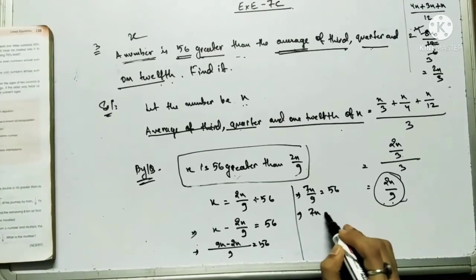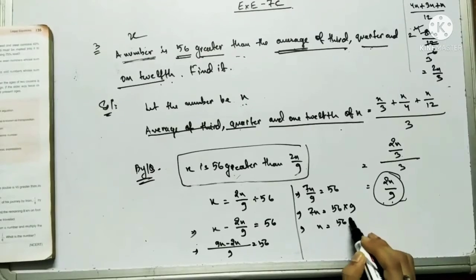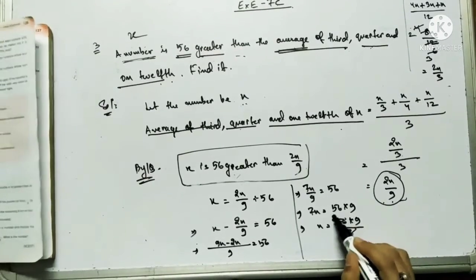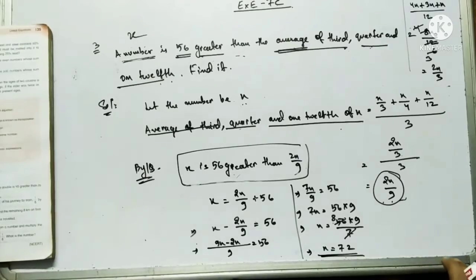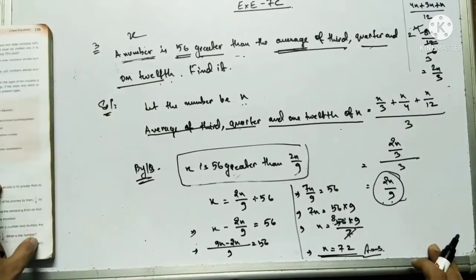Ultimately this is 7x is equals to 56 into 9. x is equals to 56 into 9 by 7. Yes, this is 7 8s are 56. 8 into 9. x is equals to 72. So 72 is the answer. Understand? 72 is the answer.